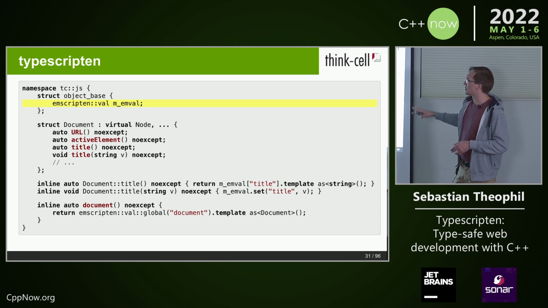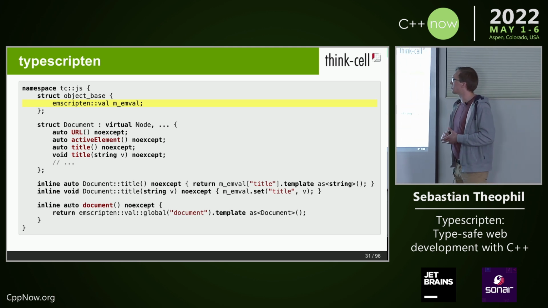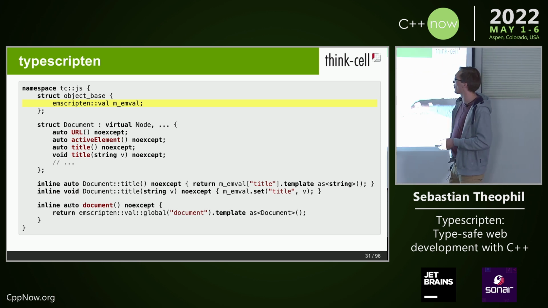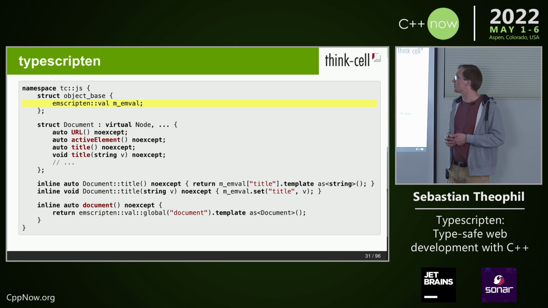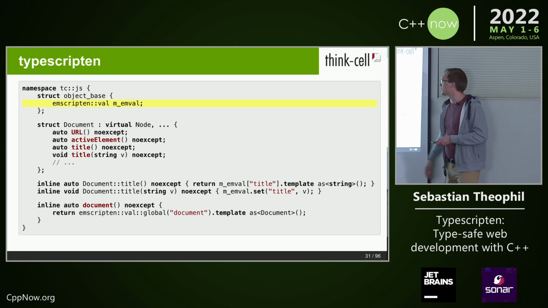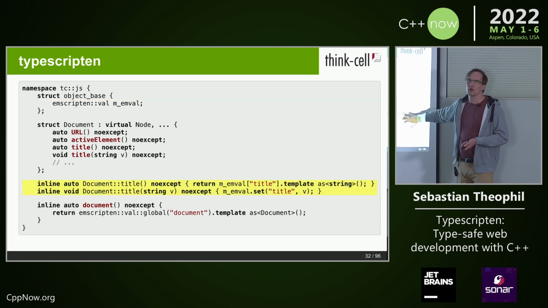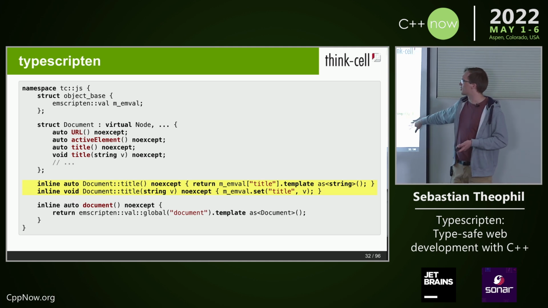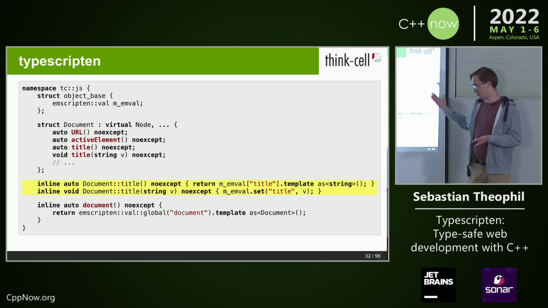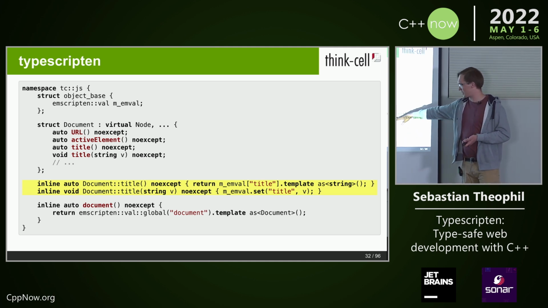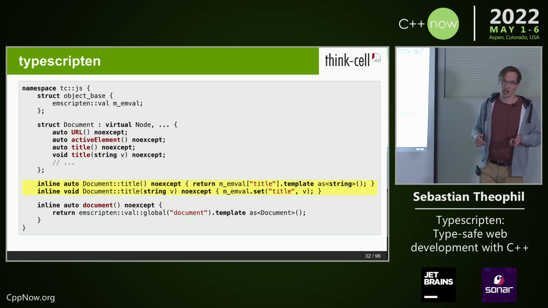The result would look something like this. This is much simplified, but in spirit, it's this. So at the base, we use this emscripten API because it's very convenient. And we generate a type-safe wrapper for it with the type information we have. So we know there's a title property, it must be a string, and it returns a string. And then we just do the non-type-checked calls to emscripten.